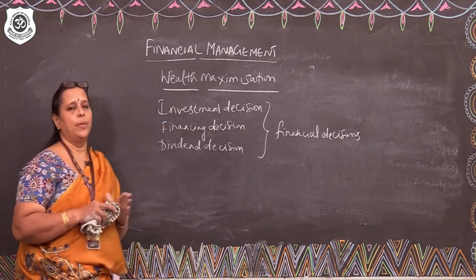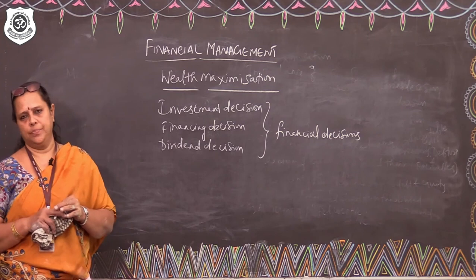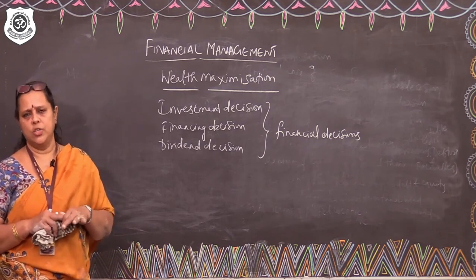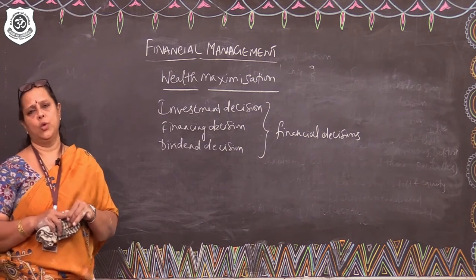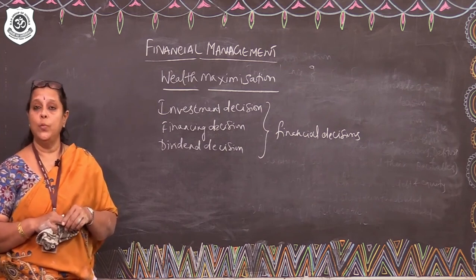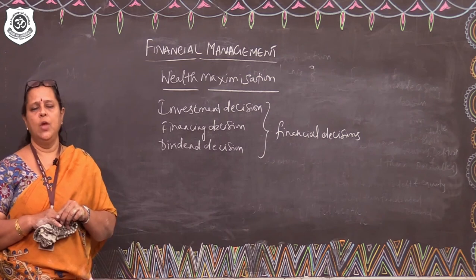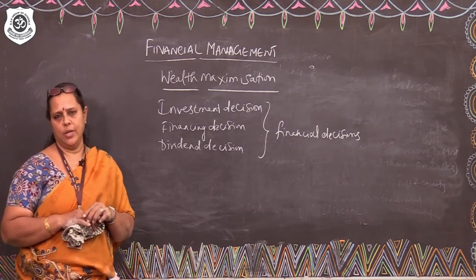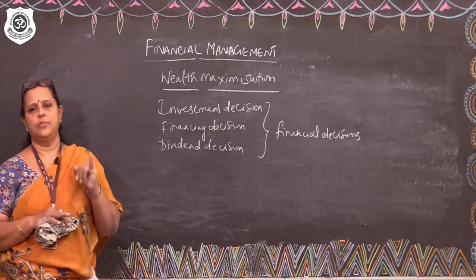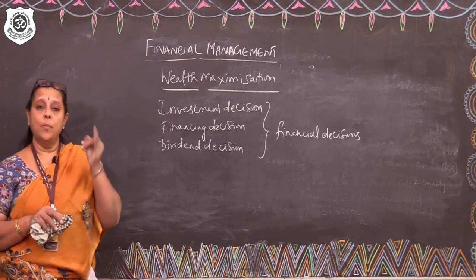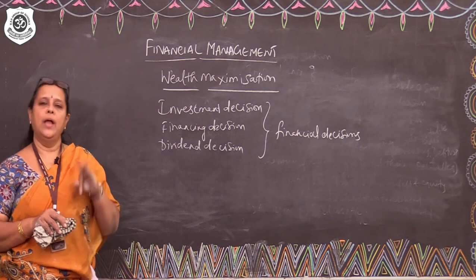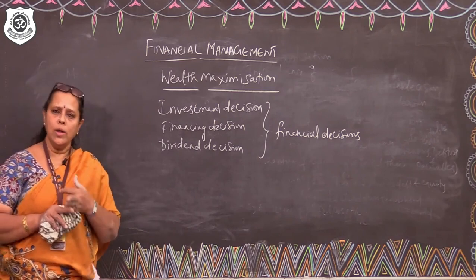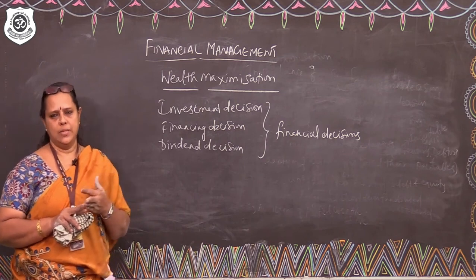The most important topic is wealth maximization. The primary objective of any financial decision is to maximize shareholders' funds, shareholders' wealth. That can be achieved only by effective decisions taken by the financial manager. So, the projects in which the funds have to be invested, the composition of funds to be raised, and how much to be distributed in the form of dividends will all decide wealth maximization.